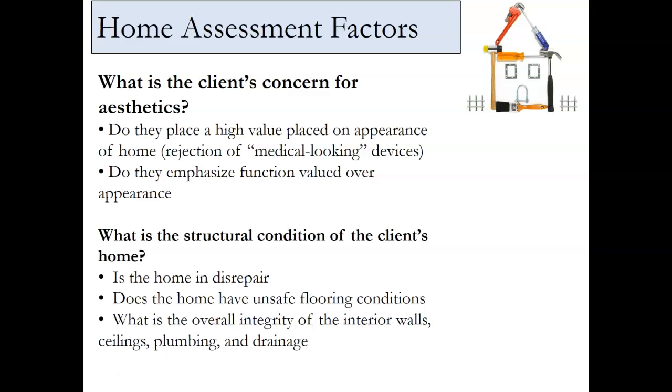Aesthetics, we've talked about aesthetics, this idea of enclothed cognition, medical looking things. Do they place a high value on appearance? Do they emphasize function over appearance? A lot of times older folks are at the point where they don't really care, from their clothes to that commode to whatever. A lot of times they do care, especially if they're younger. When I say younger, somebody in their 70s or highly functional, still highly functional kind of thing.